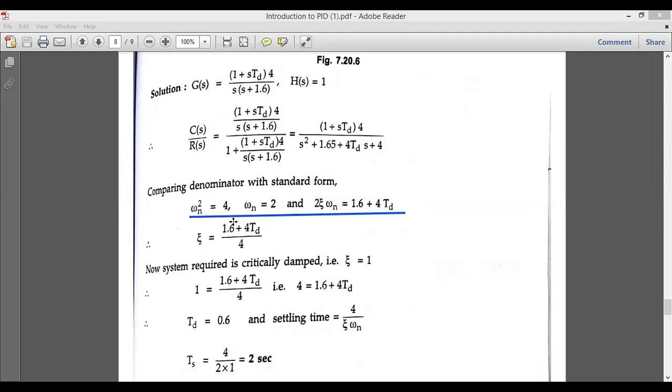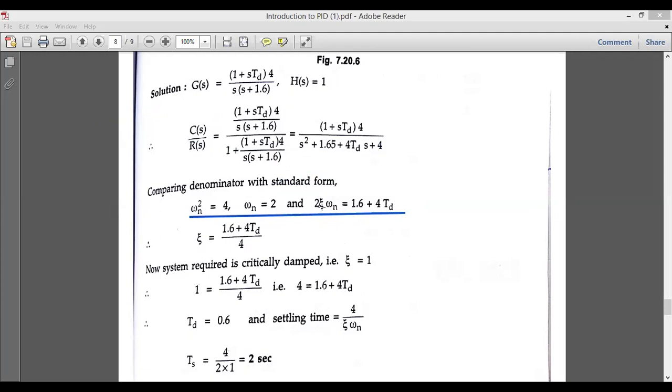Okay, so once you obtain this solution, find the value of zeta, because zeta is equal to the damping factor or the damping value. Okay, so how to obtain that particular damping value? Zeta, use this formula. Zeta is equal to (1.6 + 4 TD) divided by 4. How is it divided by 4? Because here it is 2.